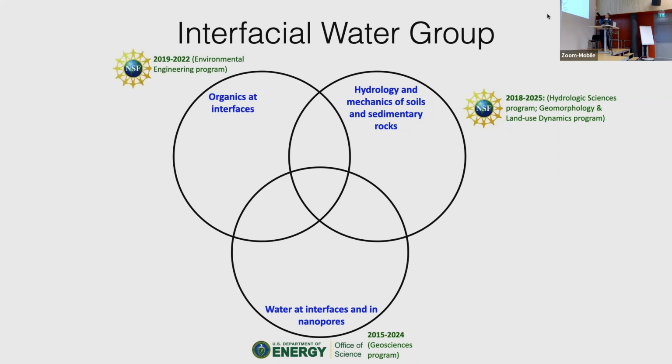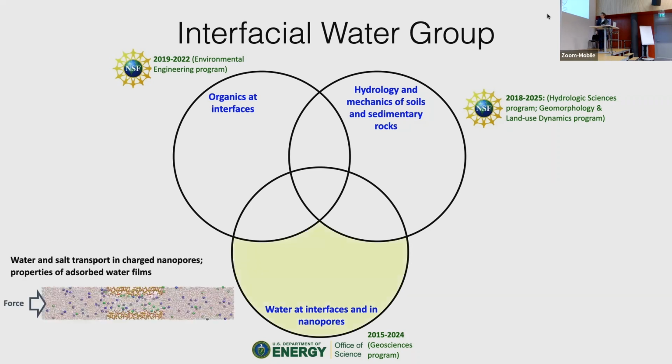And then another direction that we started around 2019 is looking at systems where there's organic matter, particularly funded by the US National Science Foundation, but more the environmental engineering program. And then at the intersection between these different areas, we do all sorts of things.